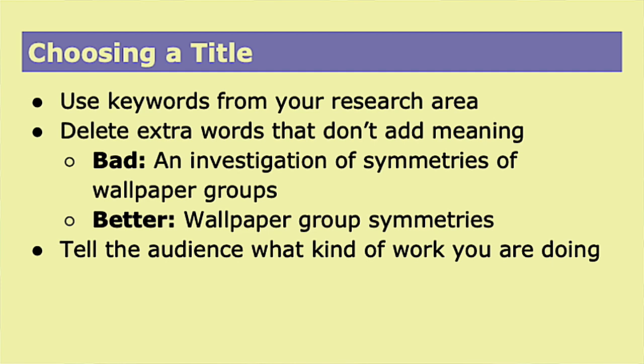Make sure to use keywords from your research area in your title. And again, you can ask your mentor what branch of math your poster is on and what keywords are in that branch. Delete extra words from your title that don't add meaning. A bad example of a title with extra words is an investigation of symmetries of wallpaper groups. A better version of a title for the same project would be wallpaper group symmetries. Finally, pick something that tells the reader what kind of work you are doing, also known as something that would cause them to stop and look at your poster.